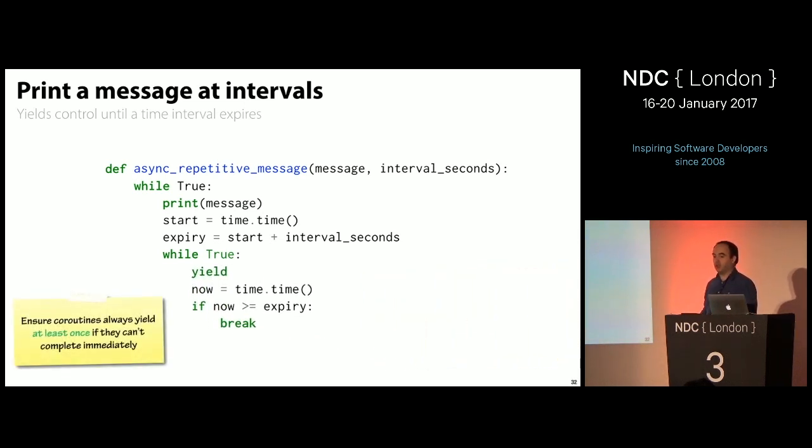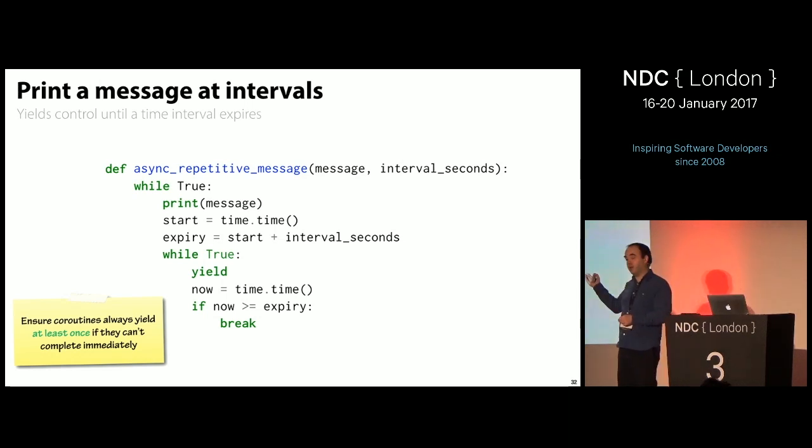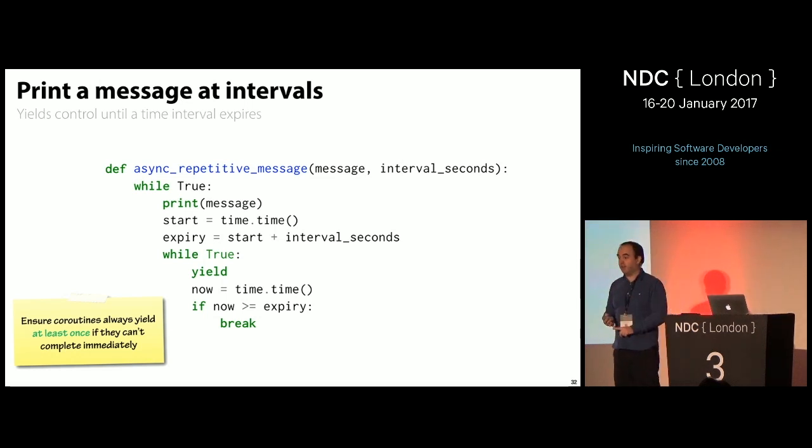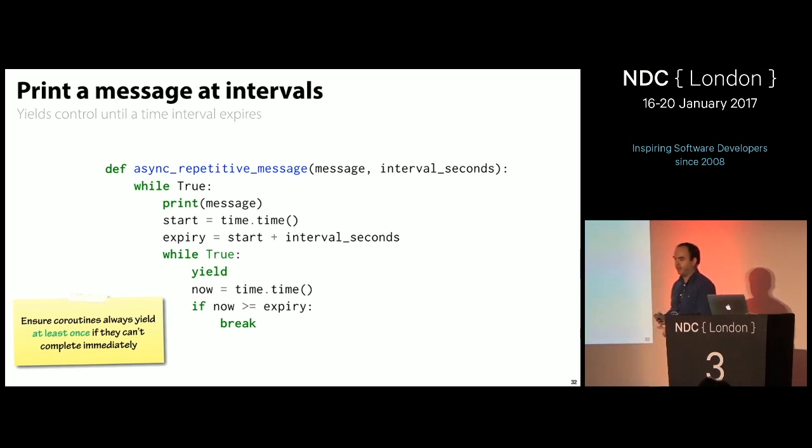You need to ensure that all your coroutines, and even though I'm not writing async IO code, this rule applies to async IO, either return a result immediately or yield. So you need to be quite careful about the control flow here and make sure you're yielding at least once. Otherwise, you'll hang the whole system. So we need to get this yield in the right place, which is there.